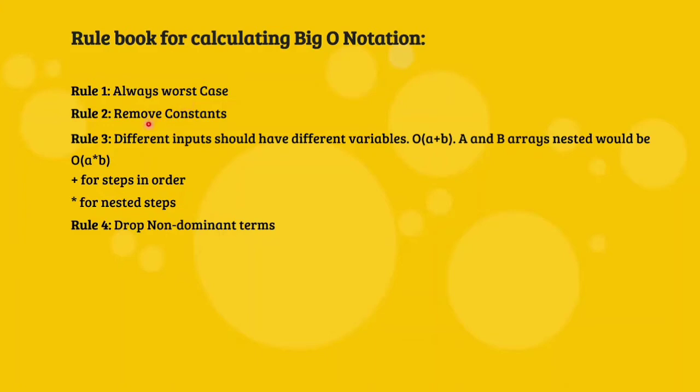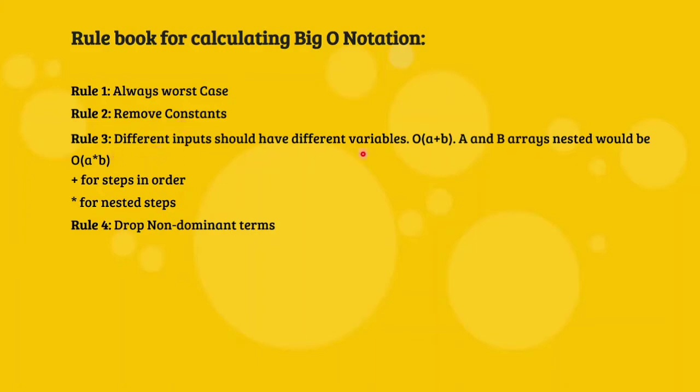Then the next thing: remove constants. Suppose the same operation I am performing 4 times. So I will write 4 O of 1. But at that time, I will remove the constants and I will have the time complexity of O of 1 only.